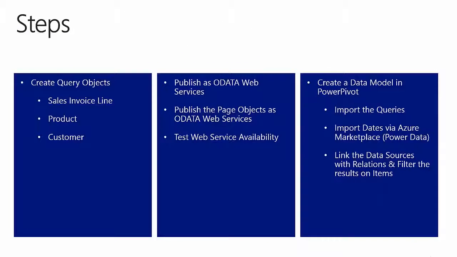In step 1, we will create query objects for sales invoice lines, products, and customers. In step 2, we'll then publish the query and page objects as OData Web Services and test the availability. And in step 3, we will create a data model by using Power Pivot, and we will import the queries and also a date dataset via the Azure Marketplace, and then we will link the data sources by creating relations and filters in Power Pivot.